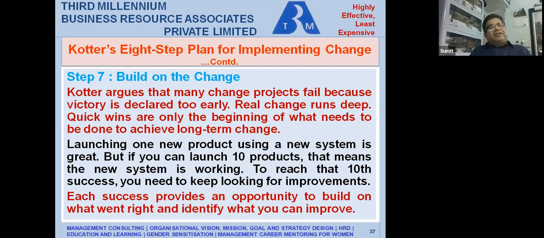So if you go deep into things, all films are from real life, but unfortunately we don't pay any attention to real life, and we are enamored by reel life. Right? Okay, so this is about building on the change. What can we do here?